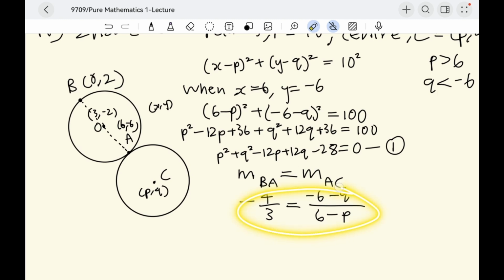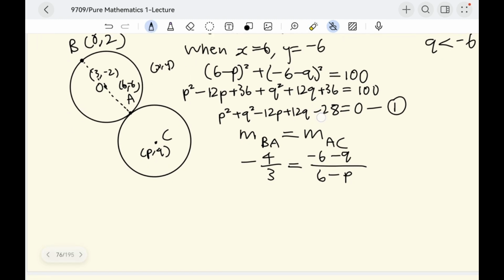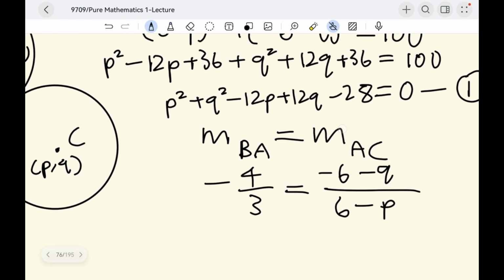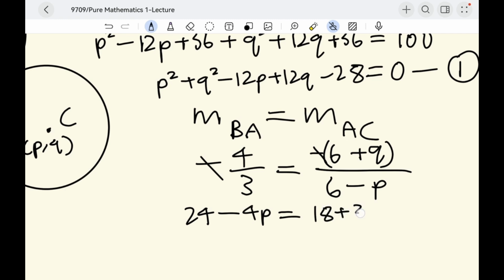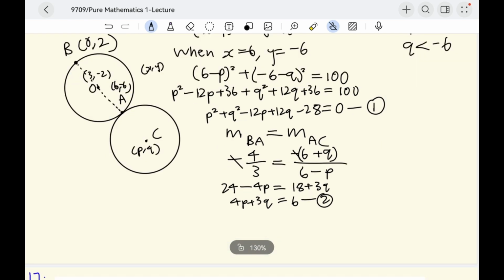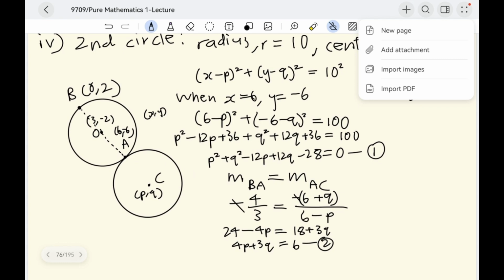Now expand and simplify into a linear equation, but only in terms of p and q. Alright, so as you can see, the negative can be cancelled if you factorize the numerator out with the negative and cancel at both sides. Okay, so I have 24 minus 4p equals 18 plus 3q. What I have is 4p plus 3q equals 6. That is your equation 2. Okay?